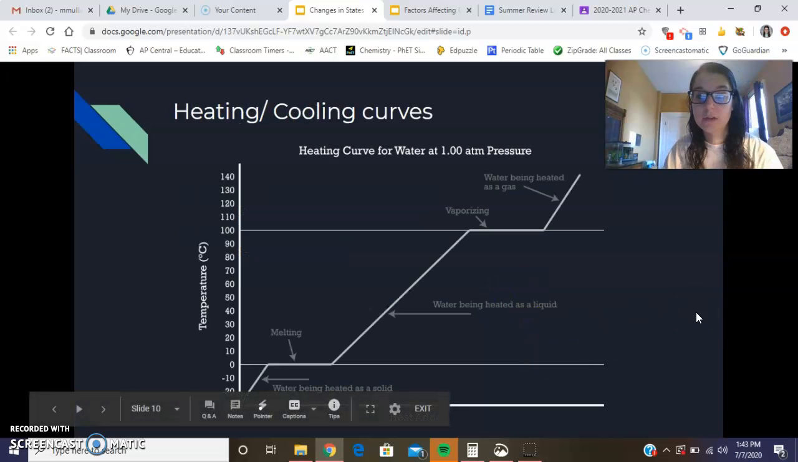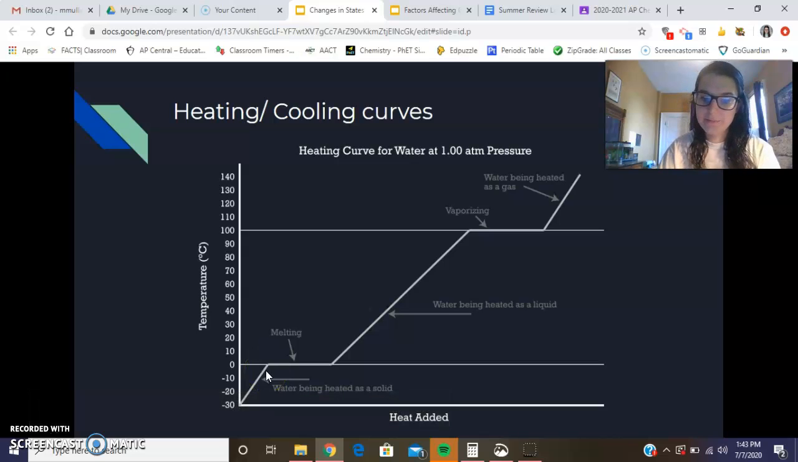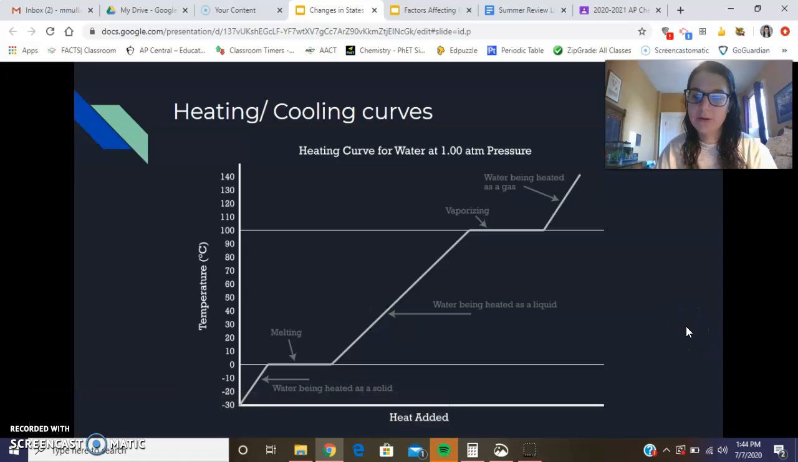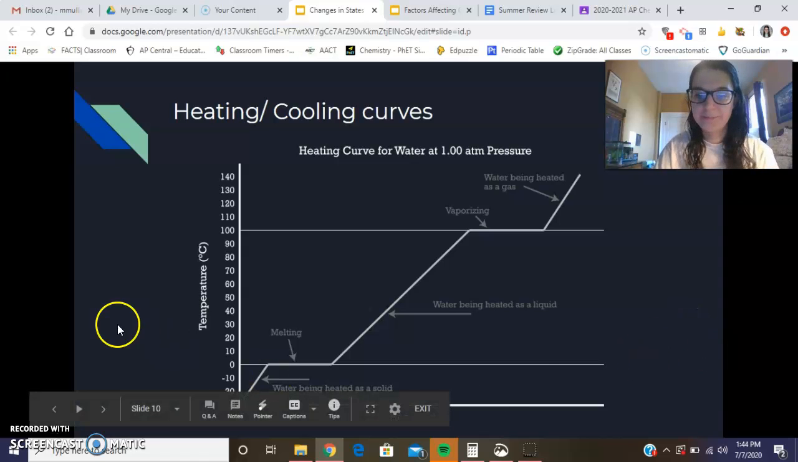This is called a heating or a cooling curve, and it's not really a curve, it's more like a little hill that plateaus. But here you see a lot going on. During these slanted sections that are not horizontal, the state of matter that is currently present is being heated. This is for water, and at the bottom we are starting at a solid. It's a comparison between temperature and, I believe, time, or heat added. So heat is being added over time.